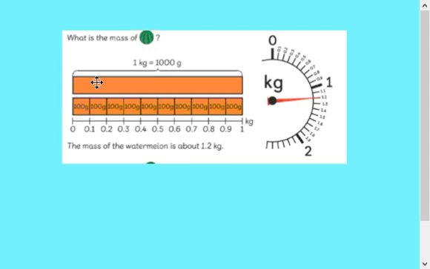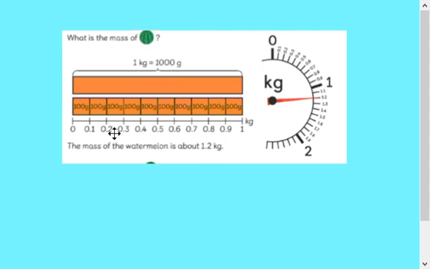Okay, so 1/10 of 1,000 grams will be 100 grams. You can see there are 10 of them. 1, 2, 3, 4, 5, 6, 7, 8, 9, 10. 10 lots of 100 grams is 1,000 grams, or 1 kilogram. Okay, so as we said earlier on, a kilogram is 1,000 grams.